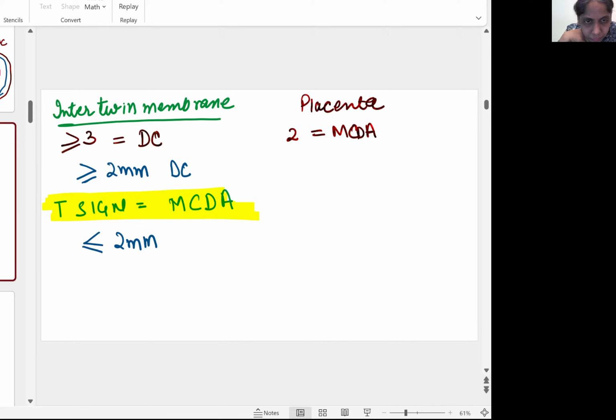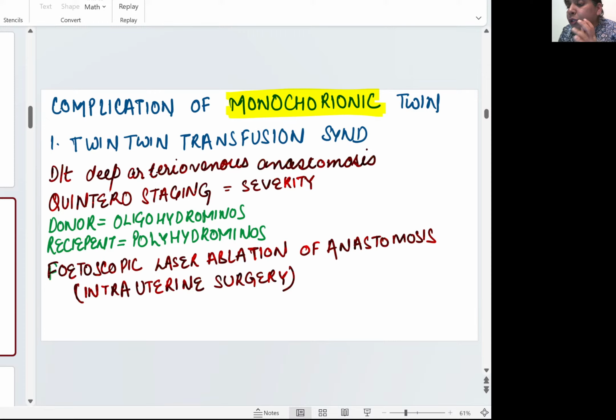What are the complications of monochorionic twins? Yes, twin transfusion syndrome. Now we are talking exclusively about why it is important to know whether the twin is monochorionic or dichorionic, because the severe complications are linked with monochorionic twins. So the first complication is twin transfusion syndrome. Why does it occur? Because there is a single placenta. If there is a deep arteriovenous connection between the umbilical artery and umbilical vein, there is an anastomosis.